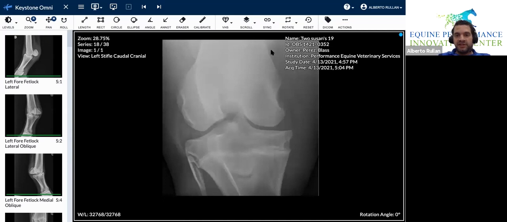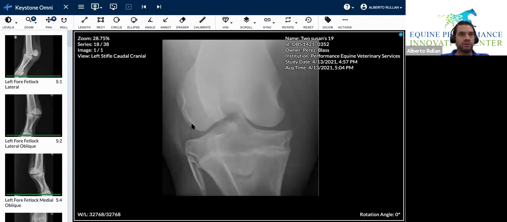Now, on the caudocranial view, right here, you're going to see a lot of cysts, especially at the sales. So be on the lookout for it. Spurs in the proximal tibia, medial femoral condyle. You follow the condyle, go all the way to the lateral femoral condyle, and you're going to see these irregularities.